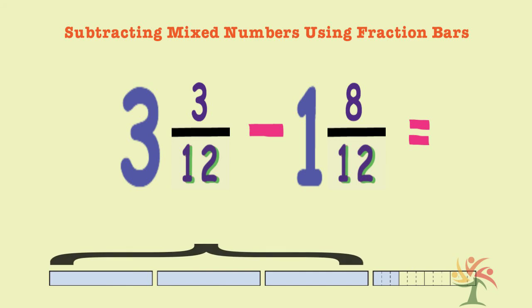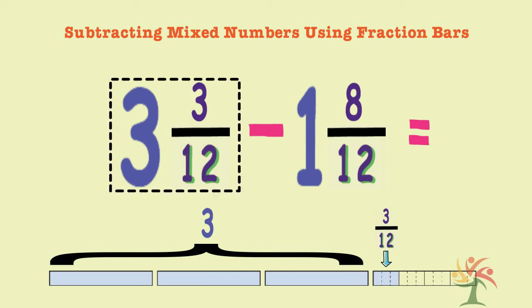Here is a fraction bar, and we can see that the three wholes are represented by the three solid bars. And the fourth bar is divided into twelfths, and there are three of those twelfths shaded. So this fraction bar represents 3 3/12.